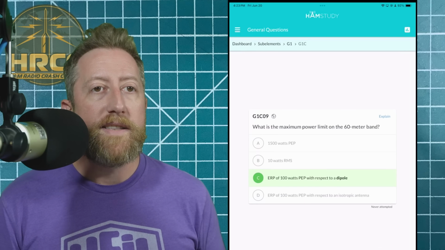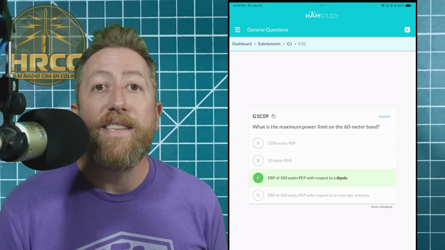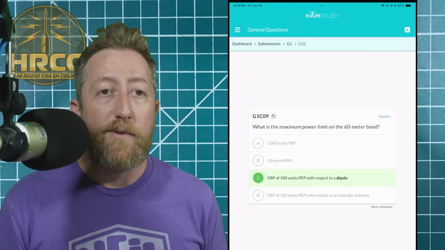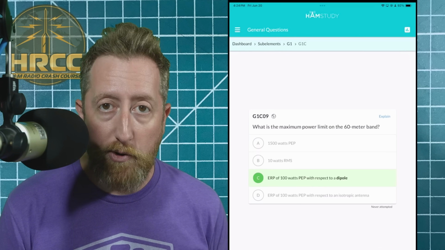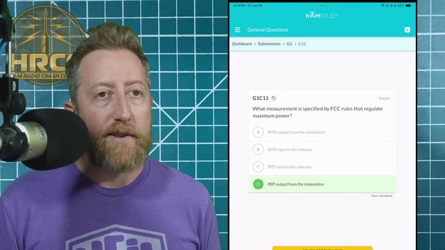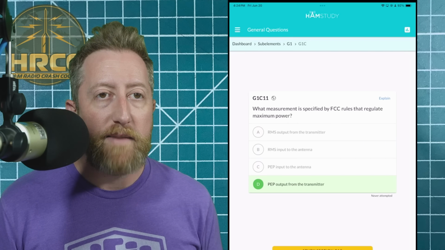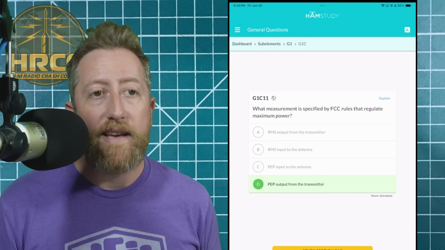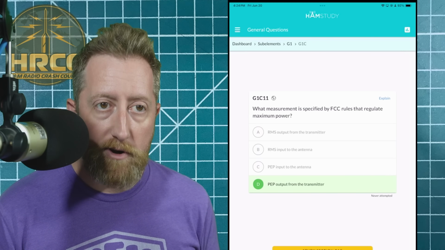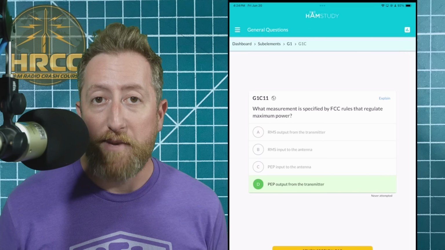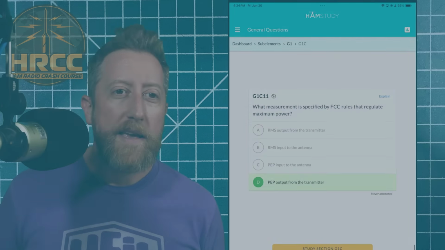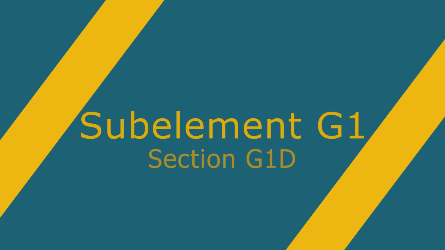Number 9, what is the maximum power limit on the 60-meter band? It is 100 watts PEP with respect to a dipole. So keep that in mind. It is slightly different. Number 11, what measurement is specified by the FCC rules that regulate maximum power? And that's peak envelope power output from the transmitter. We call that PEP. And there you go. We completed section C.